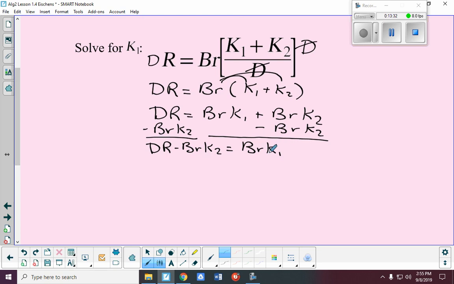So we want k1 by itself, so we're going to divide by br here. And remember what I said, you could either divide the whole side by br or, to simplify even further, and it doesn't always work, but typically you can cancel something else, divide every term by br. So the first term, nothing simplifies. Here, the b's cancel, the r's cancel. You have k sub 2, and that's equal to k sub 1. And that is your solution.